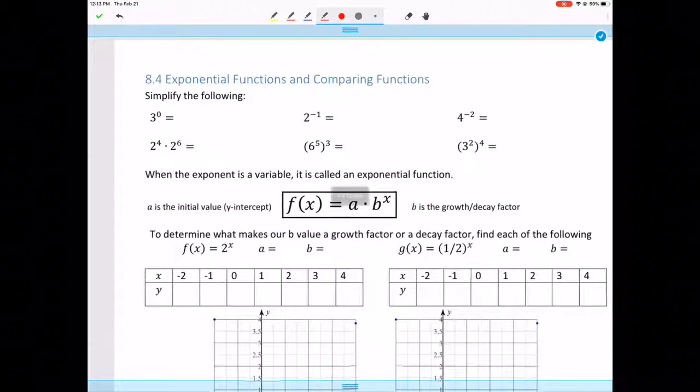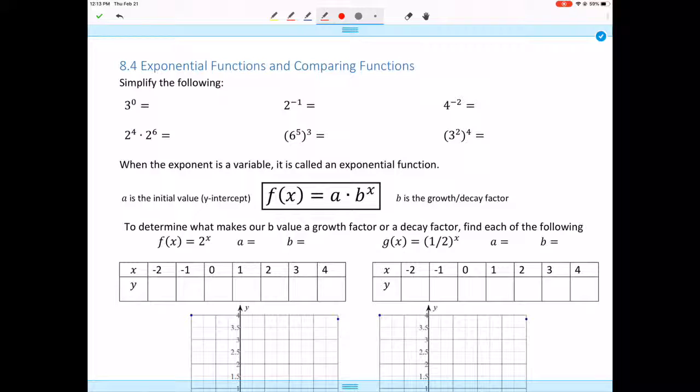Quick review on exponent rules, which we did in 4.1. Anything to the 0 power is 1. 2 to the negative 1. We never want to have negative exponents, so how we can take care of that is we will do the reciprocal. So we will write it as 1 over 2 to the positive 1. Whenever you do the reciprocal, you change the sign of the exponent. So here that would be 1 over 2.